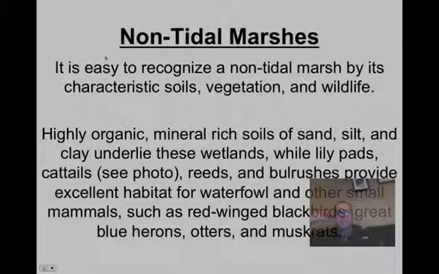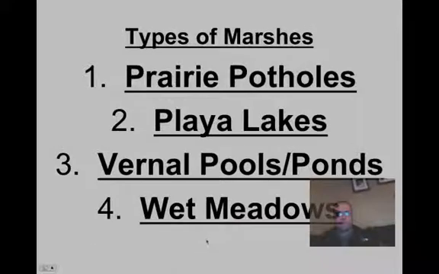And again, it says easy to recognize non-tidal marsh by its characteristic soils, vegetation, and wildlife. Remember, we're going to have these soft stem plants. I give some examples here. So saturated soils, and then we have some examples of some of the wildlife here as well. More specifically, types of marshes are prairie potholes, playa lakes, vernal pools or ponds, and wet meadows.